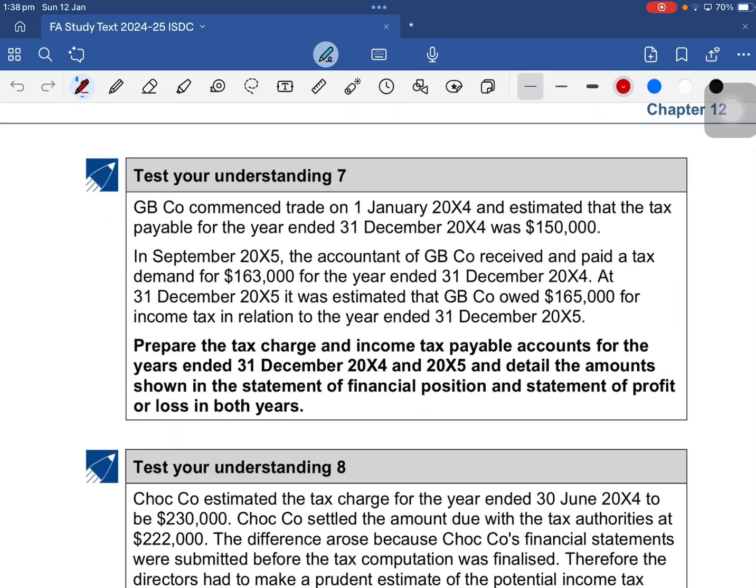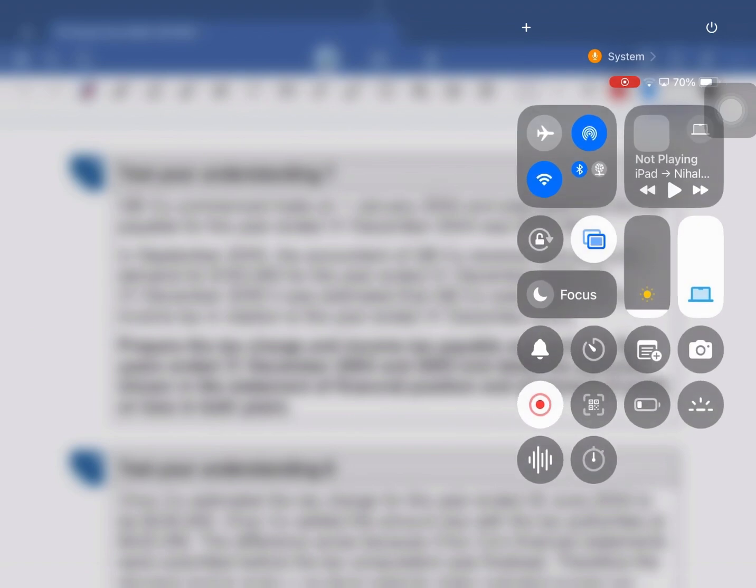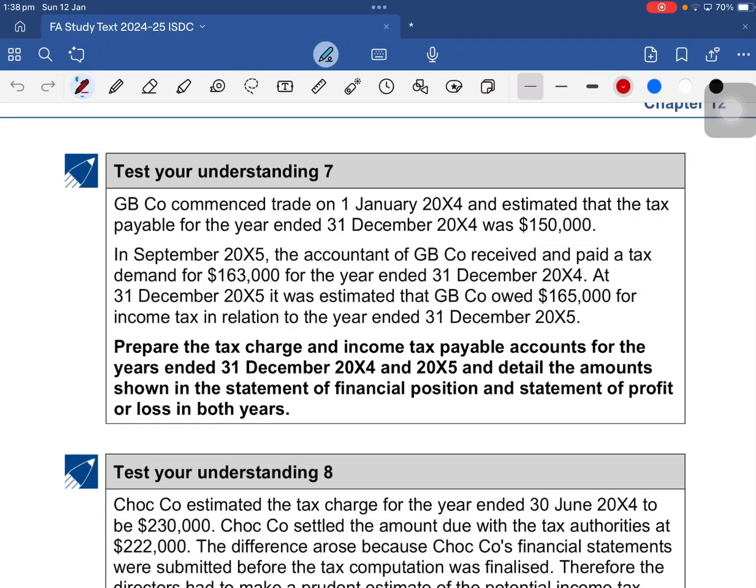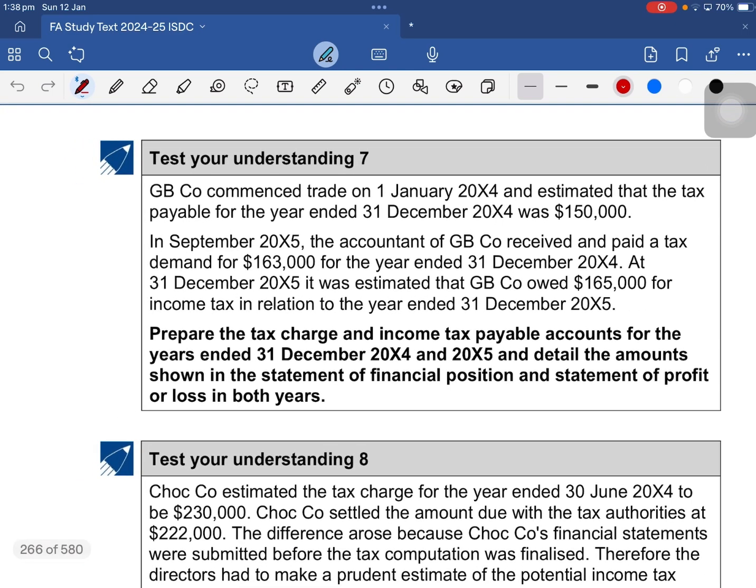Okay. So in this case, let's see. In the exam, you can select what you want. If you want to do it ledger wise, you can always take it ledger wise, taking the journal entries and stuff. Clear? If you want in the question, you can take it ledger wise or just do a simple calculation. Clear? So here they have asked you to prepare tax account for 2004 and 2005, right? What happens in SOFP and SOPL, right? So GB commenced trade on 1st January 2005.